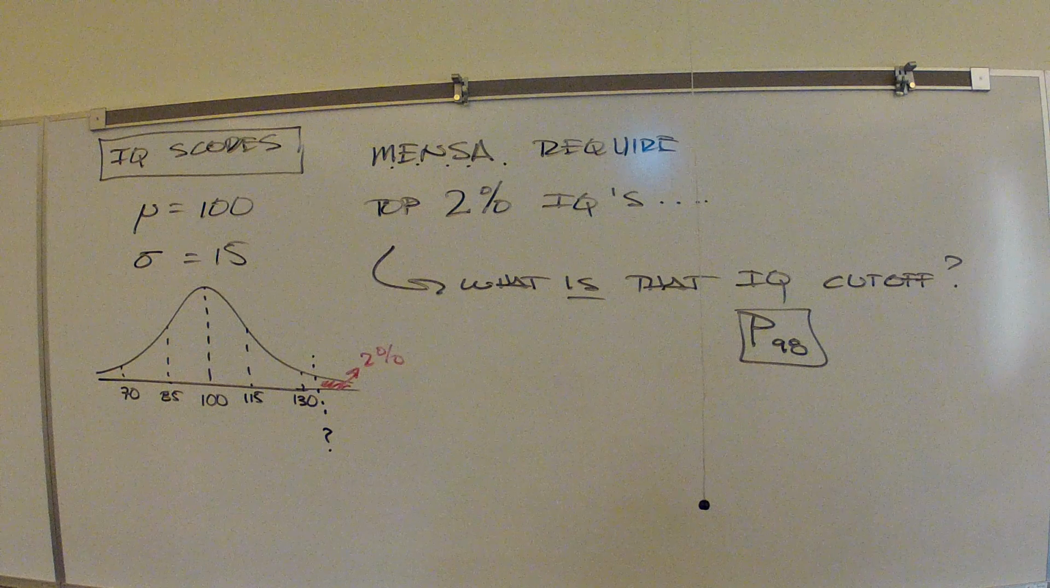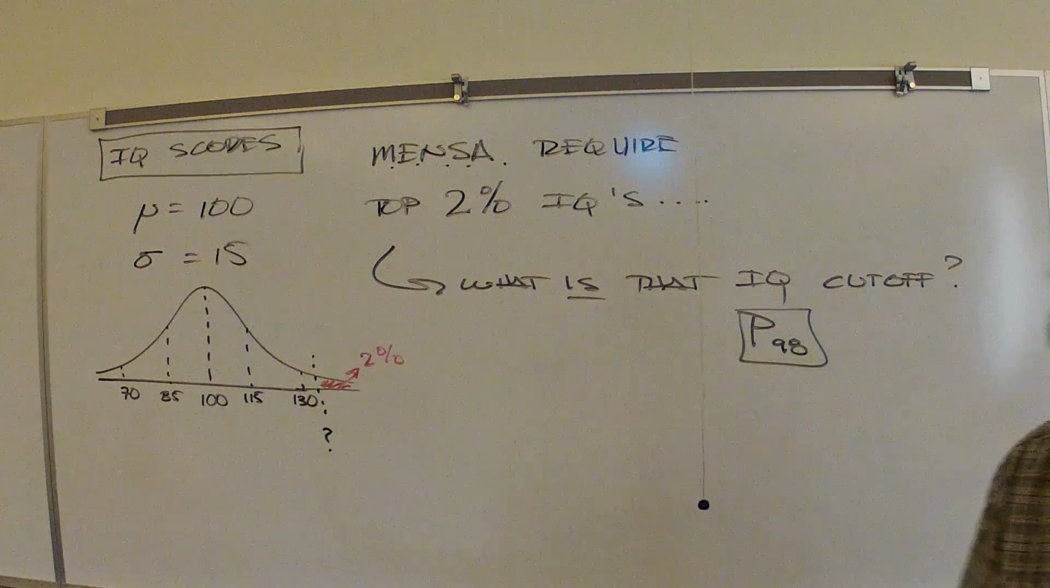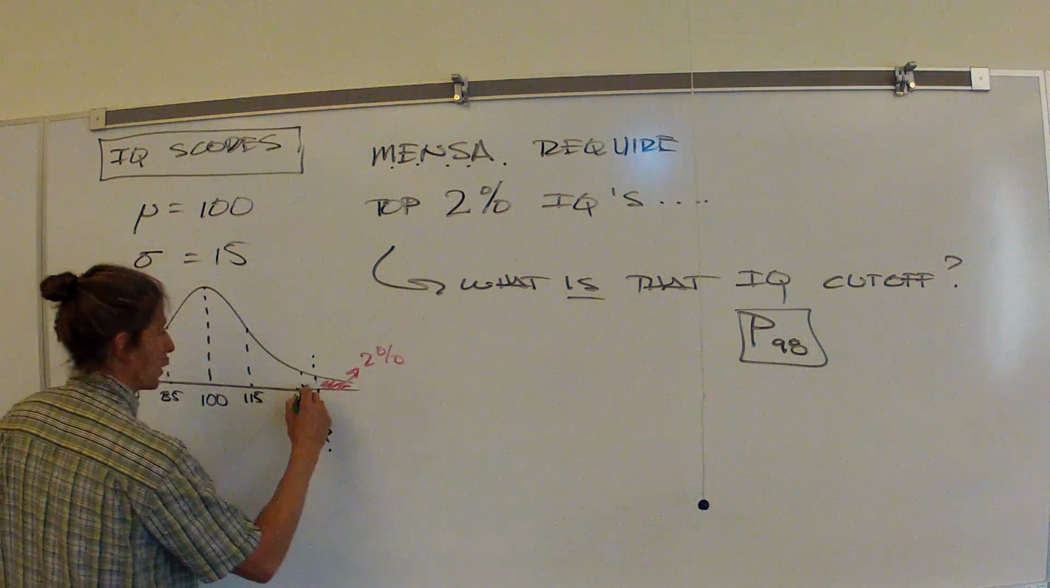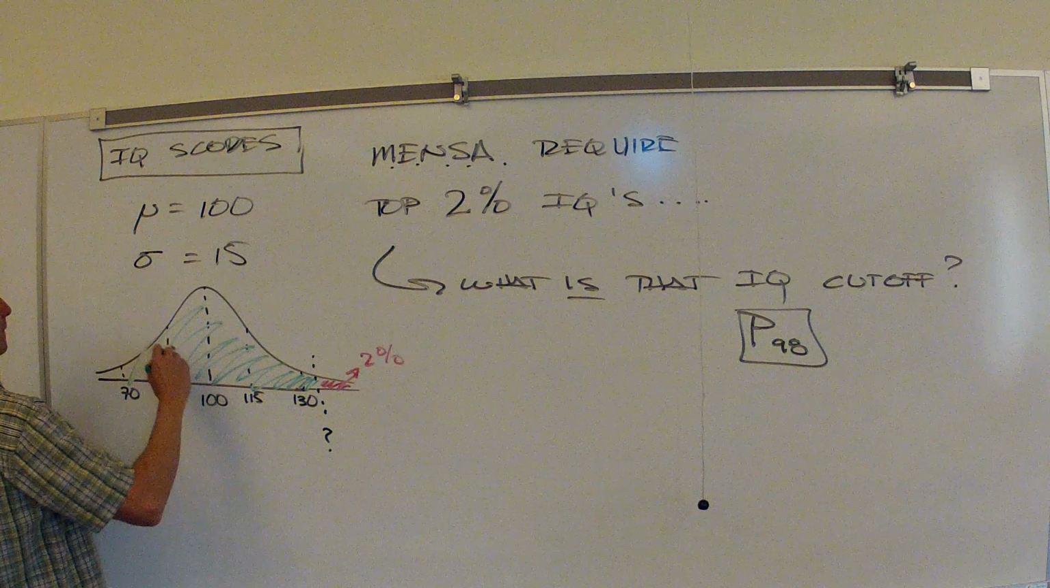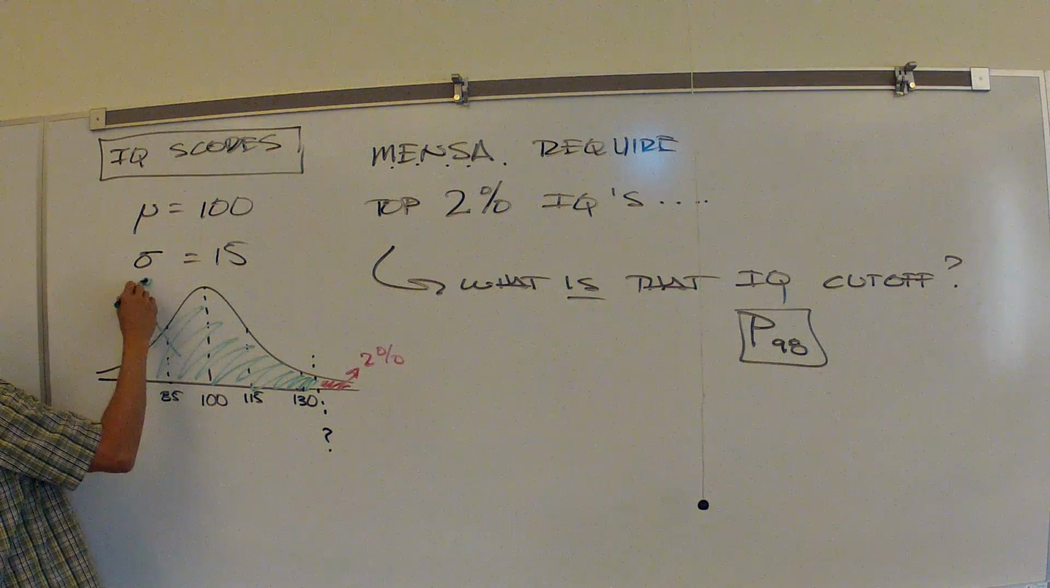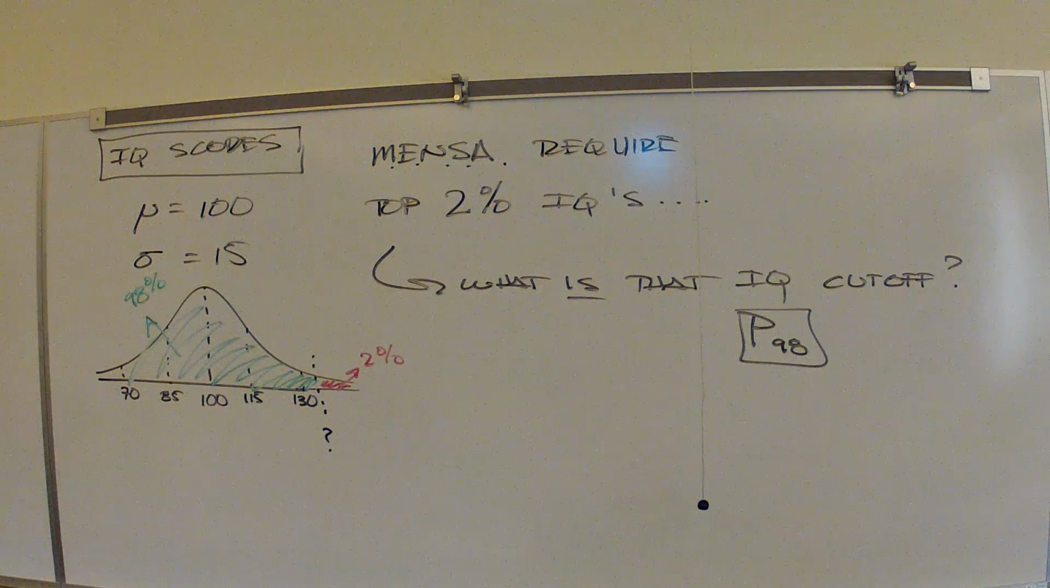And our job, of course, is to find that. That's the whole point of this question: let's find the cutoff. This is 98% right here. Our job is to figure out what that kind of strange command, get in the top 2% of IQ scores, is. Now, the problem is, I didn't give you a program to do that.